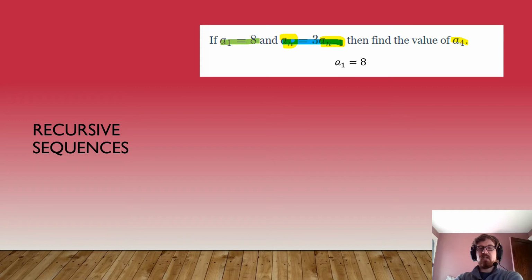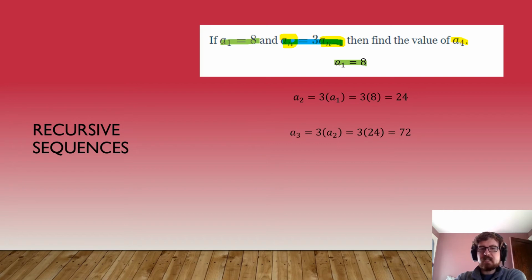So that means that A1 is 8. They gave us that. They have to give us that. And then here's how we find the next one. A2 is 3 times the first, so it's 3 times 8, so it's 24. Well, A3 is 3 times the second term, so it's 3 times 24, so it's 72. And then A4 is 3 times the third term, so it's 3 times 72, so it's 216. And this right here would be our answer, 216.